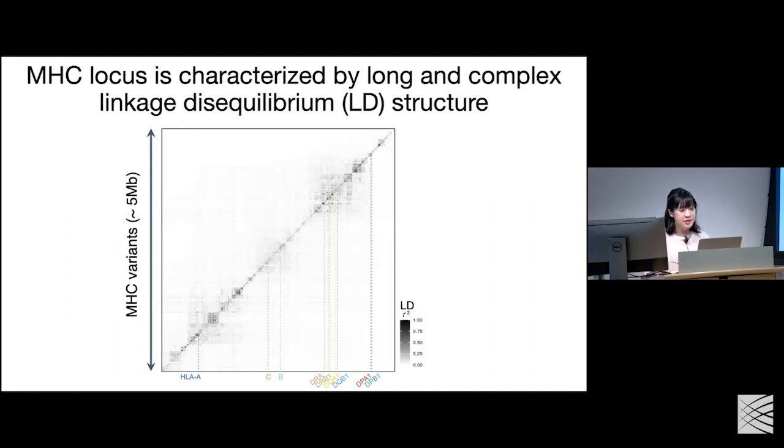But MHC is also notorious for its complicated linkage disequilibrium, or LD, structure. There is an exceptionally long LD across the entire MHC locus, as this figure shows. So we must have a specific strategy to disentangle the MHC by fine mapping the HLA variation to understand the disease associations.